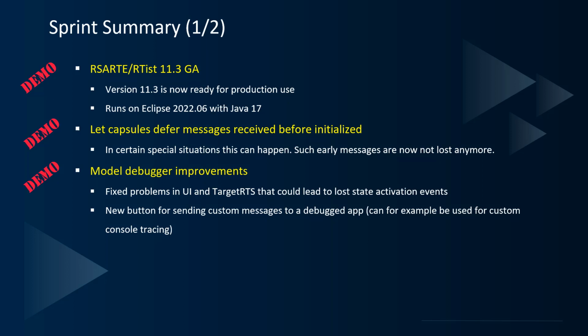We then continue to work also on improving the model debugger. Among other things, we fixed the problem in the user interface and target RTS that could lead to state activation events being lost when tracing. As part of this work, we also added a button in the UI that could be used for sending arbitrary text messages to a debugged application. We used this ourselves for troubleshooting the above mentioned problem, but we thought this can actually be useful also for customers to implement their own custom tracing, for example, to the console or to a log file or something like that. So we'll also show that in the demo.